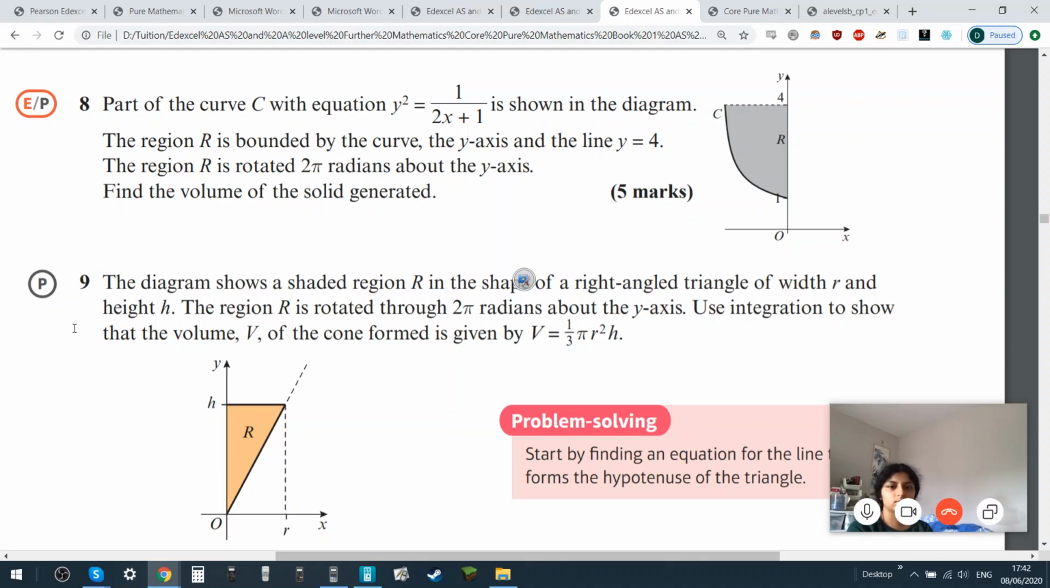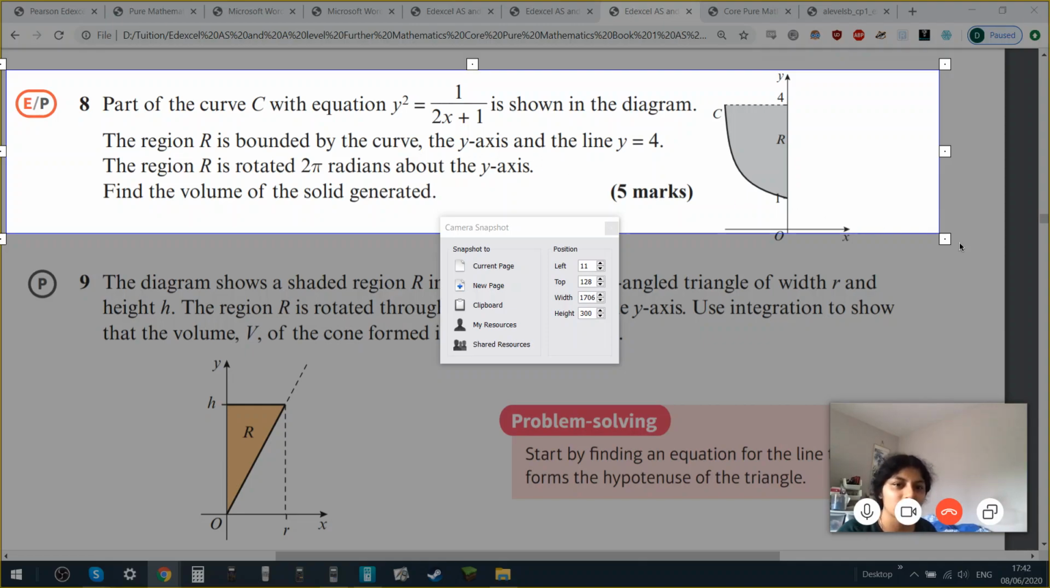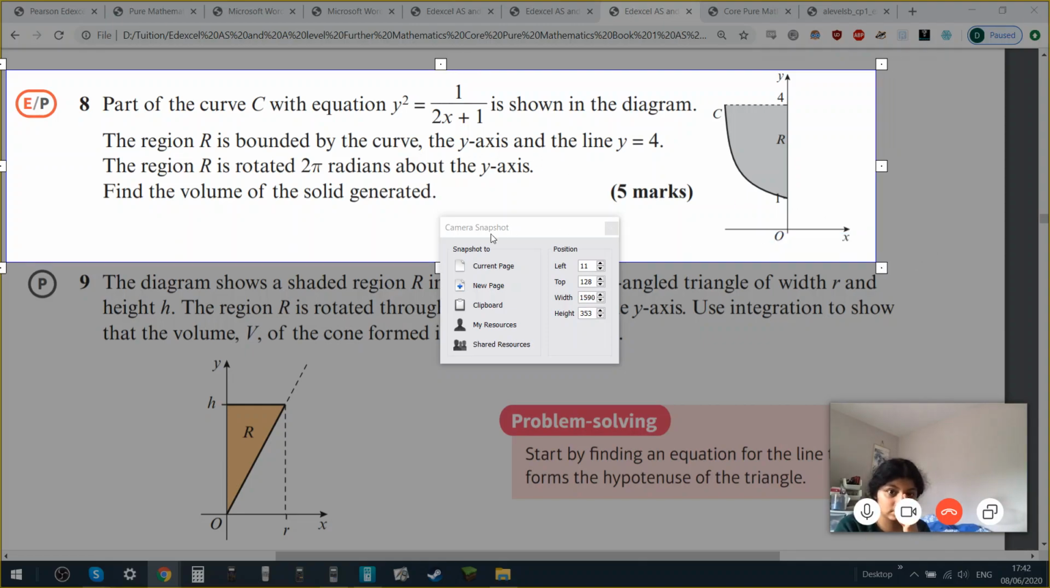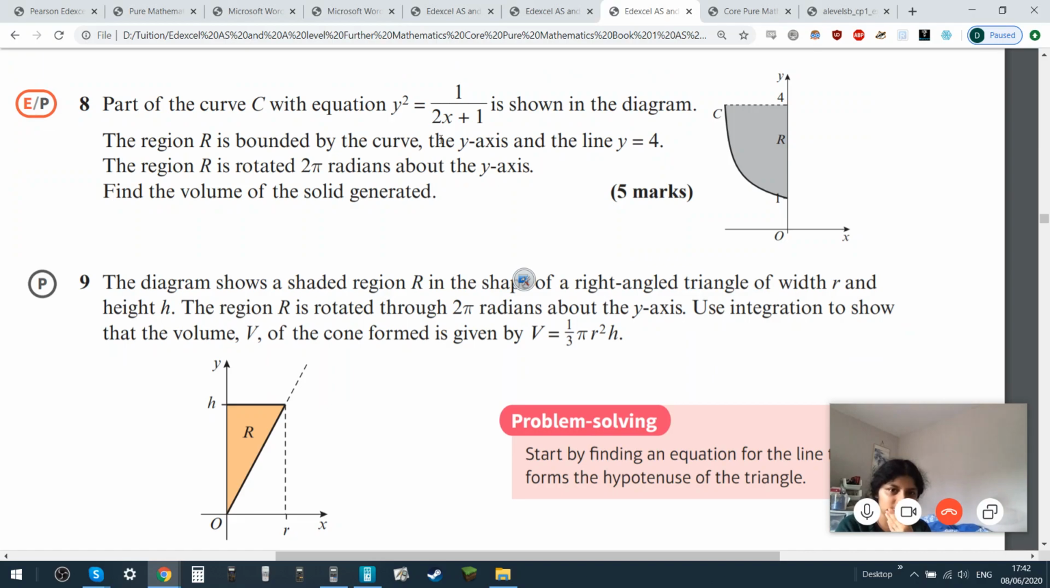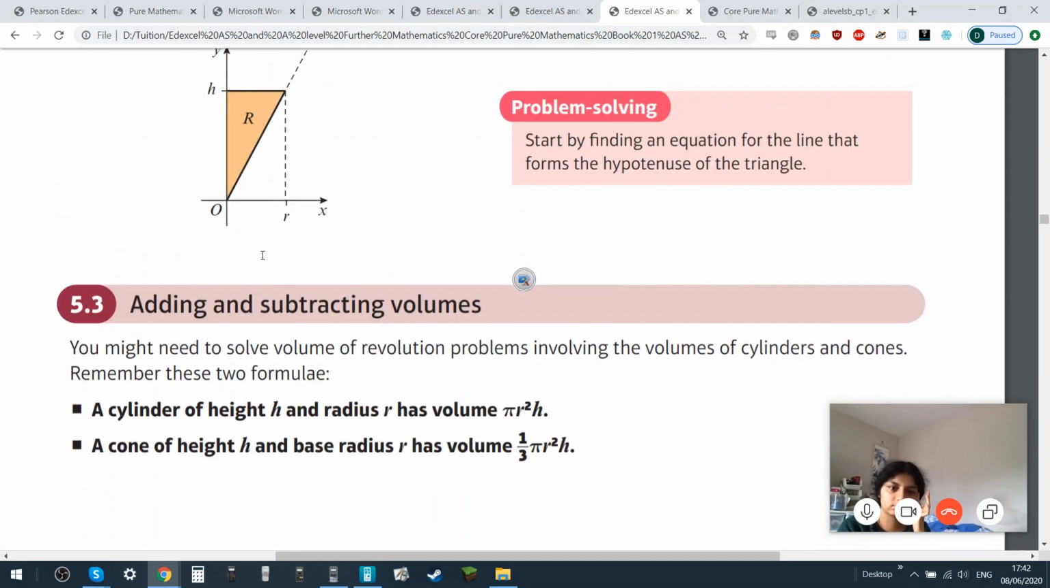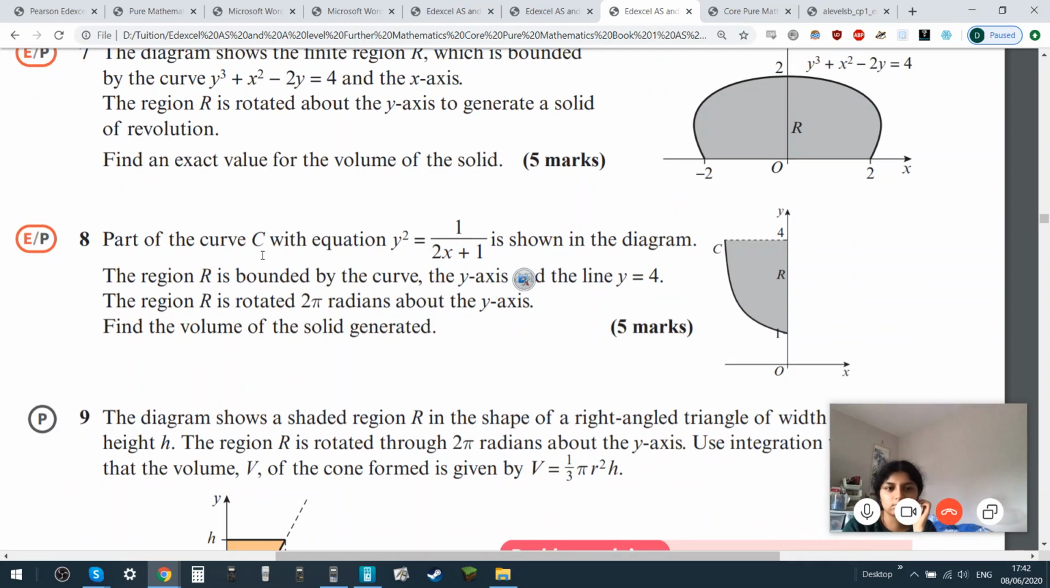Is this one worth doing? Which one? Number 8. Mm-hmm. I mean, it looks similar to the other ones. I think you just have to rearrange again to make x the subject. Make x the subject, make it x squared, and then... Yeah. Okay, what do you give yourself there?